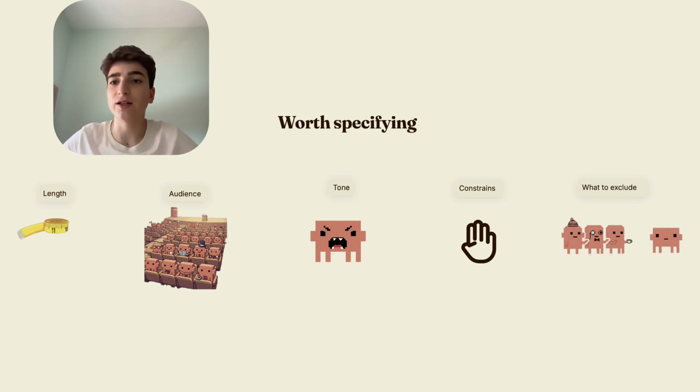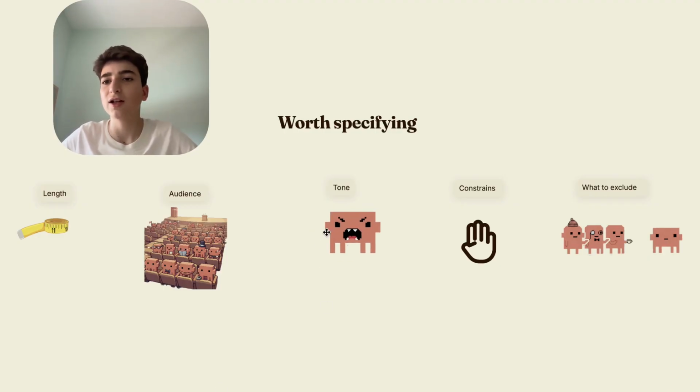Is it for a 10-year-old boy, or is it for older people, for people in their mid-20s? So you need to specify who it is for. Then we have the tone. We want it in an angry tone, like this little Claude mascot. We want it in a formal style, in a casual style, whatever tone you want.